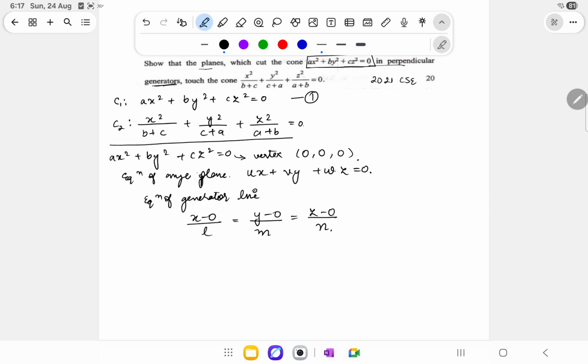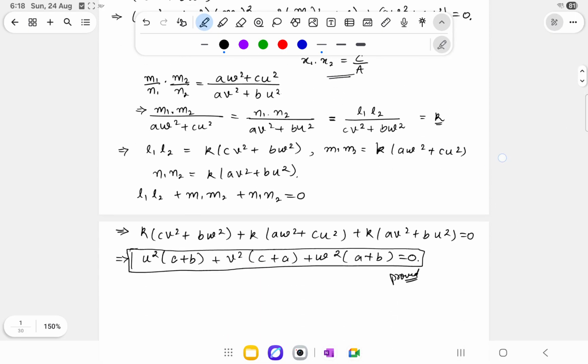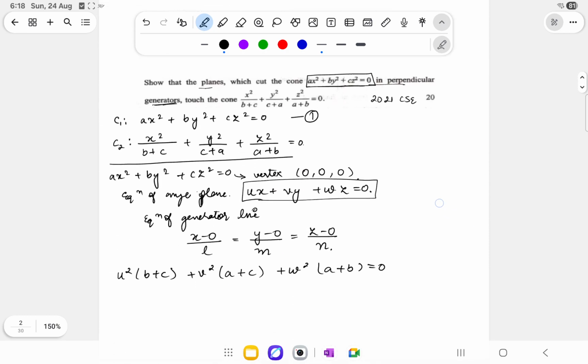If you solve this, you get the condition when this plane cuts the given cone in perpendicular generators, which will be u square into (b plus c) plus v square into (a plus c) plus w square into (a plus b) equals to 0. In the exam you're supposed to solve this condition like we did in the previous question, but since we have done this already, I'm using that as a result here directly.